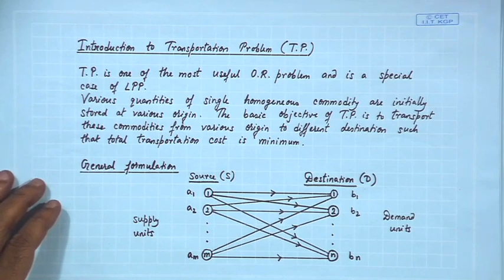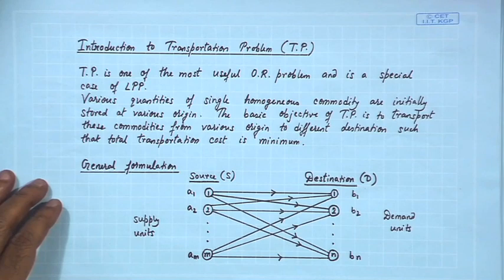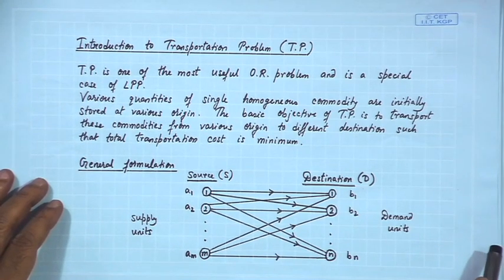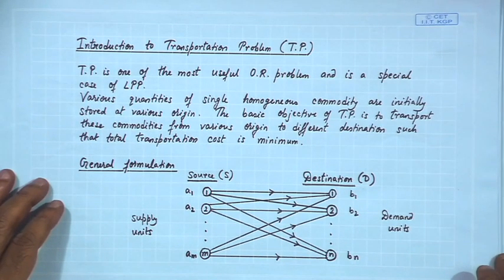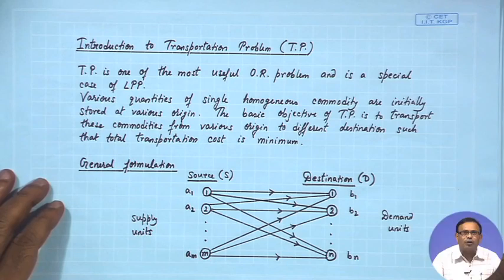Various quantities of a single homogeneous commodity are initially stored at various origins. The basic objective of the transportation problem is to transport the commodities from various origins to various destinations, such that the total transportation cost is minimized.